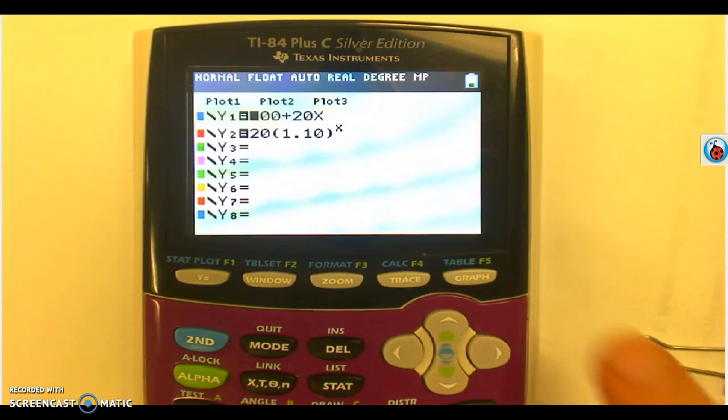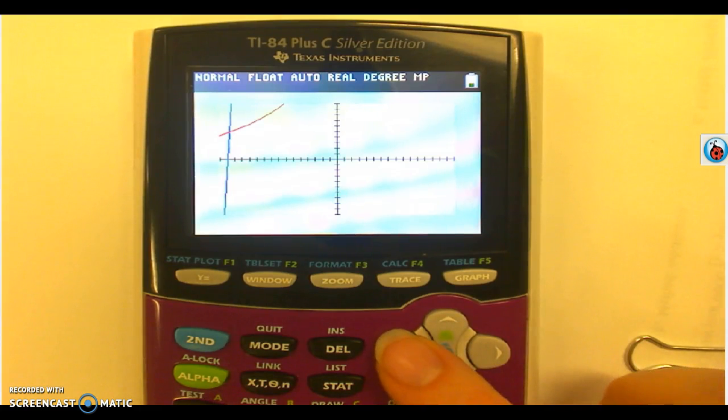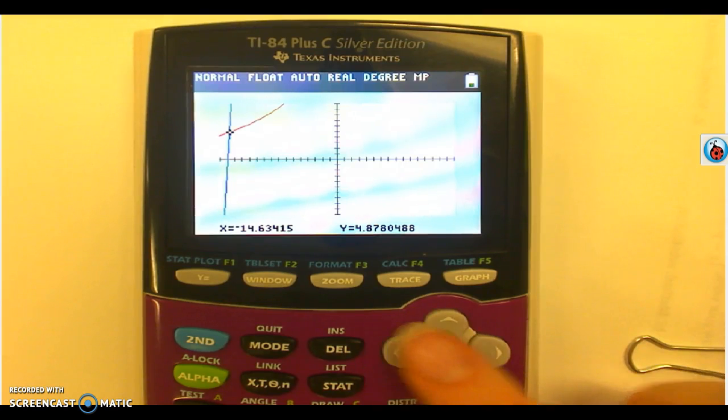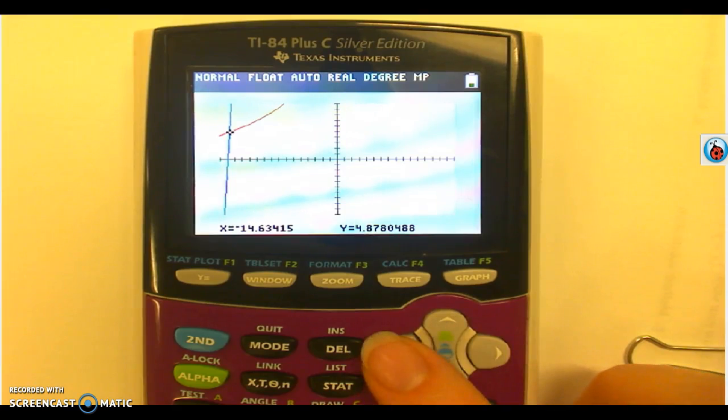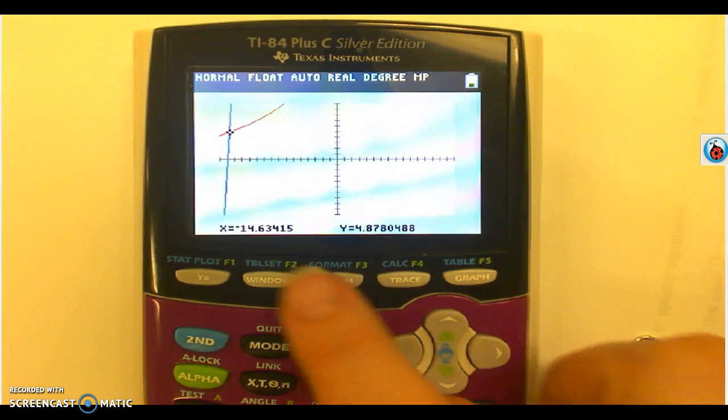So I've got those typed in, but then when I graph them, I'm really not happy with the graphs. The blue looks like a line, the red looks like an exponential, I suppose, but they're intersecting 14 years ago, and that's not really what the question's asking. So 14 or 15 years ago, they had 5 people each. So I need to play with the window a little bit.